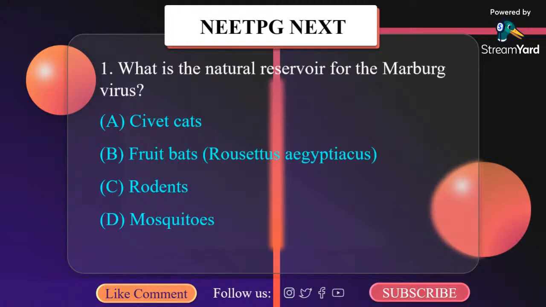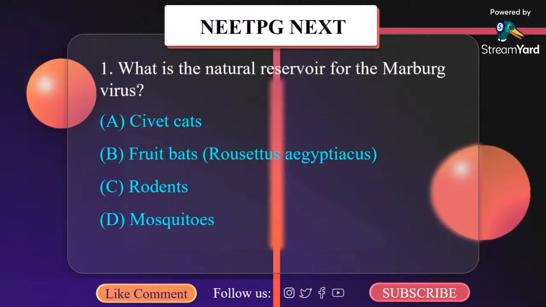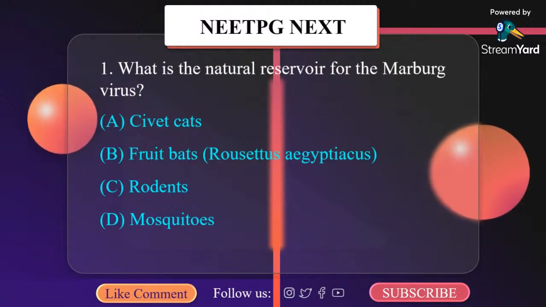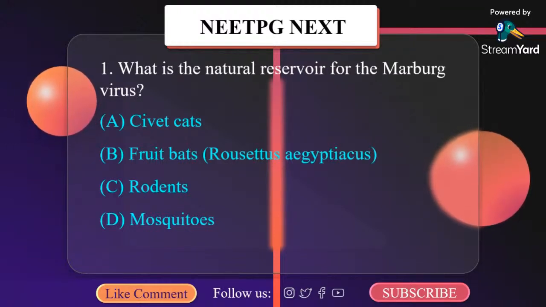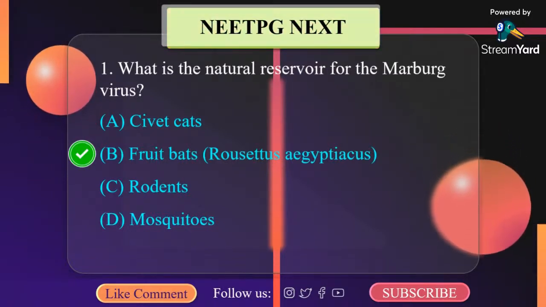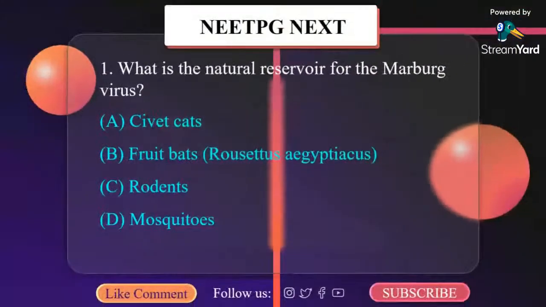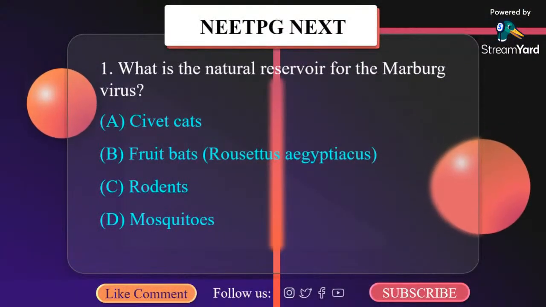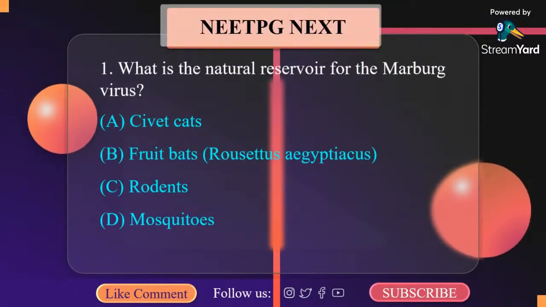Natural reservoir for Marburg virus. Well, it is fruit bat, Rousettus aegyptiacus, B. What is the natural reservoir for Marburg virus? It is a fruit bat, Rousettus aegyptiacus.